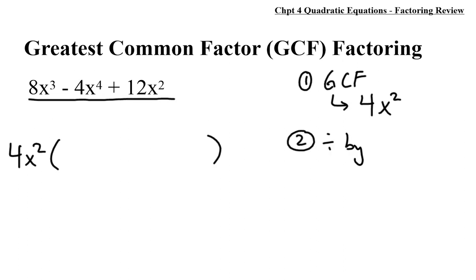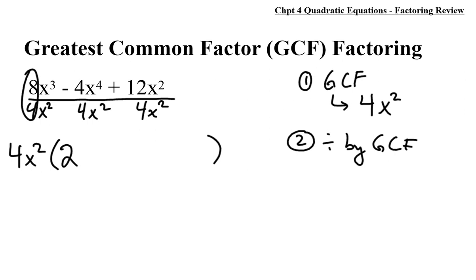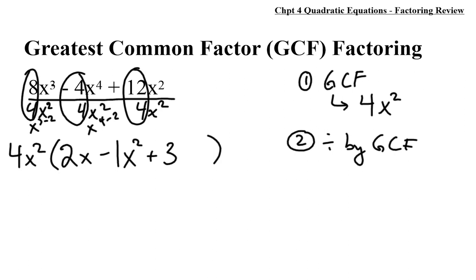What's my second step? I divide by the GCF. And when I divide by the GCF of 4x squared, I have to divide every term by it. Divide coefficients, subtract exponents. x cubed divided by x squared, 3 minus 2 leaves us with an x to the 1. Negative 4 divided by 4 is a negative 1. x to the 4 divided by x squared is x to the 4 minus 2, or an x squared. 12 divided by 4 is 3. x squared divided by x squared leaves us with an x to the 0. We really don't need it.